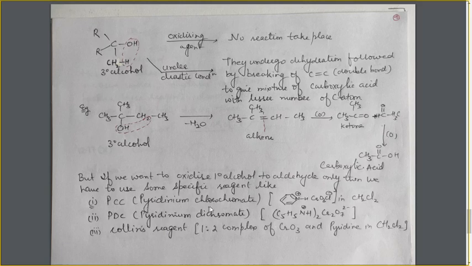It is pyridinium chlorochromate. This is the composition. It is pyridine, C6H5N, a heterocyclic aromatic compound, and on this N, if we place hydrogen, it gets positively charged. It is pyridinium and chlorochromate in CH2Cl2, and this CH2Cl2 is the medium here.